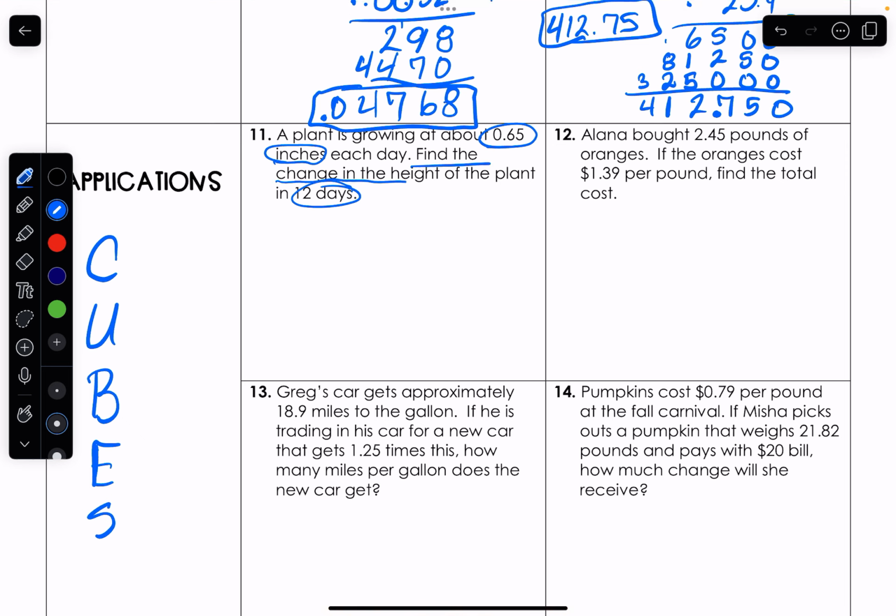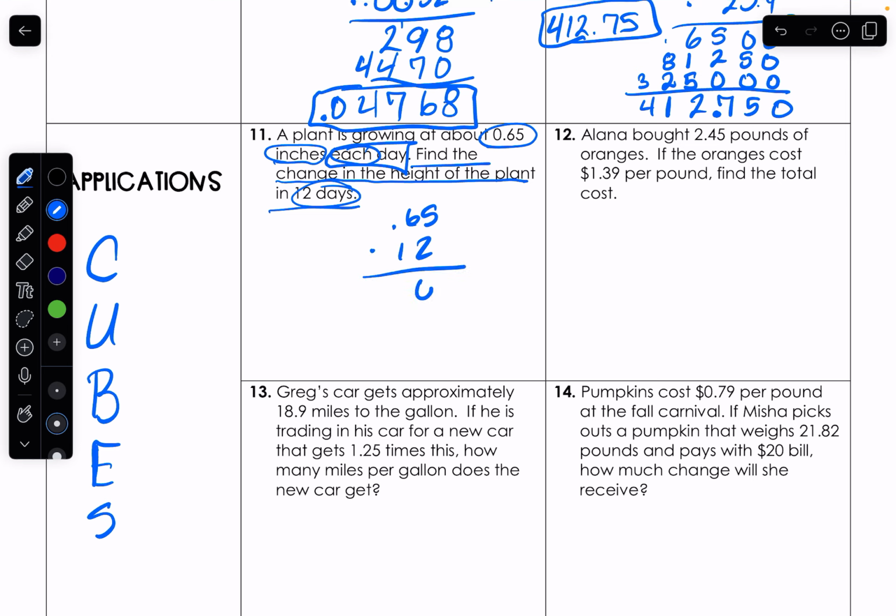Over 12 days. All right, I'm going to box keywords. Each is the key, each day. These 2 are keywords right here. So it tells me it's going to be multiplication because each is just repetitive over and over again. All right, is there anything I don't need to know? Not really. And finally, I'm going to simplify the answer. 65 hundredths, times 12.